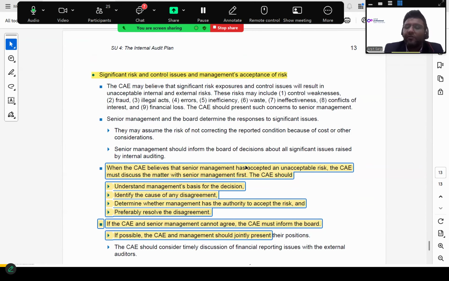Are we clear? People, if the examiner says the CA believes that the senior management has accepted an unacceptable risk and has also discussed it with the senior management, what is the next action to be done? Because the question itself says that the CA has already discussed with the senior management. Should the CA go and discuss, or should inform the board now? Should inform the board.